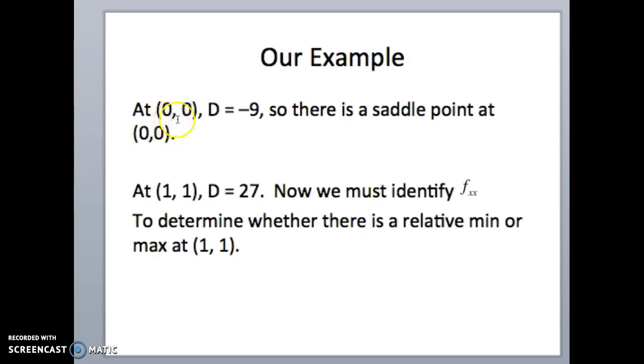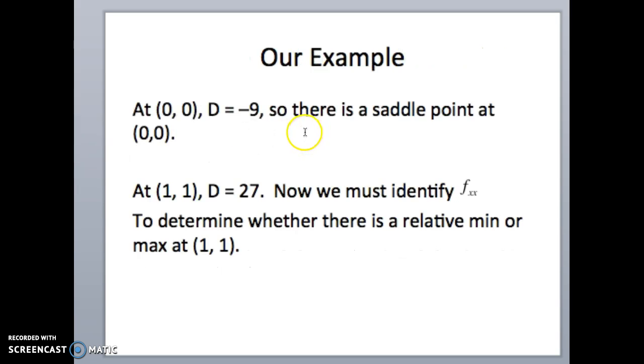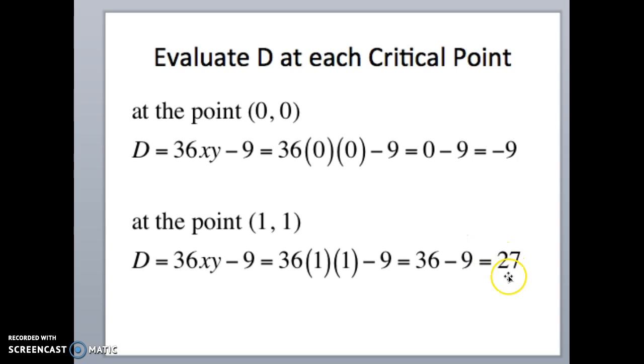At 0, 0, we recall D is negative 9. If D is negative 9, we have a saddle point. At 1, 1, what did we have? At 1, 1, D is 27. Now, if D is positive, then we have to check f sub x x, the second derivative with respect to x, to see if what we have is a minimum or a maximum.